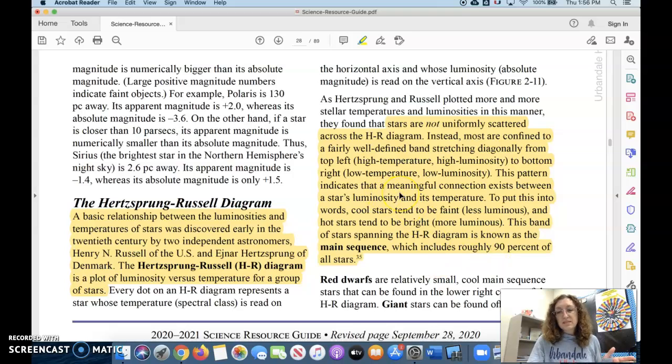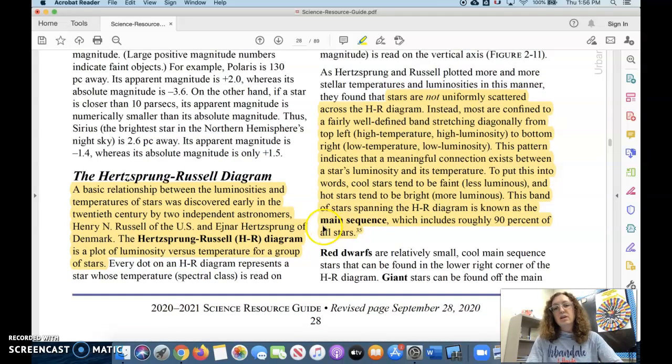And it proves this sort of logical idea that luminosity and temperature are related. The brighter a star is, the higher its temperature tends to be. So in other words, cool stars tend to be faint, hot stars tend to be bright. That is called the main sequence. That diagonal band is called the main sequence.